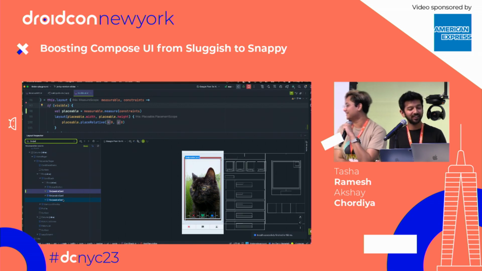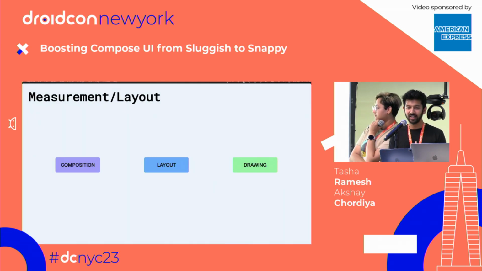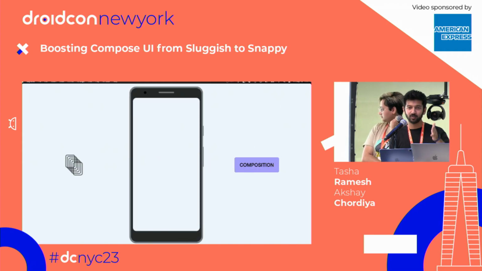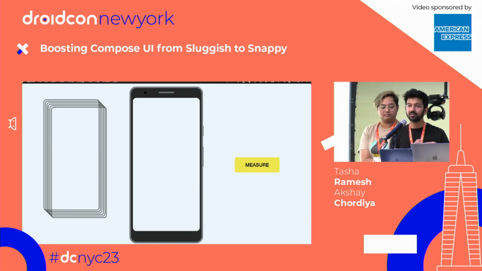Yeah, let me explain what is happening here. Compose has three phases: composition, layout, and drawing. And layout is actually made up of two phases, measure and place. In the first phase, composition, Compose takes your composable and draws a wireframe, or a description, of what you want to do on the UI. The next phase is measure, where the width and the height of your composable is actually calculated.